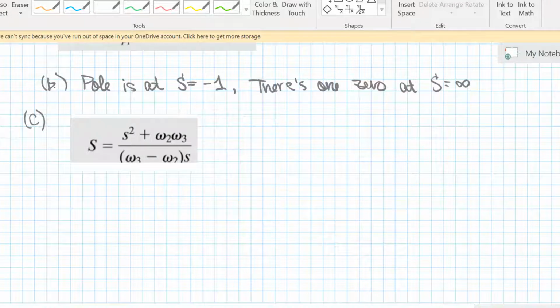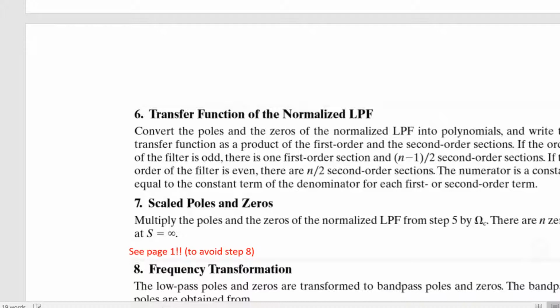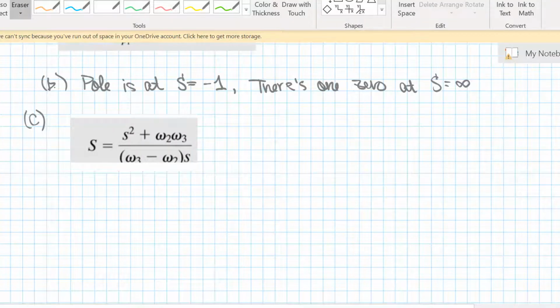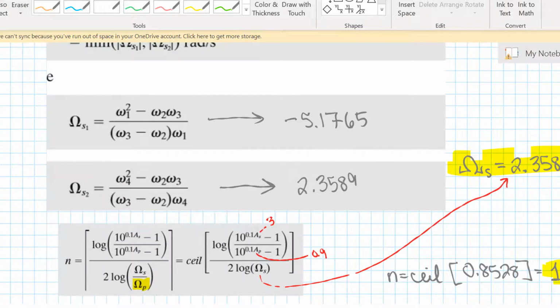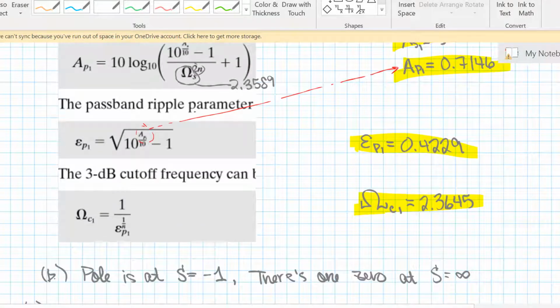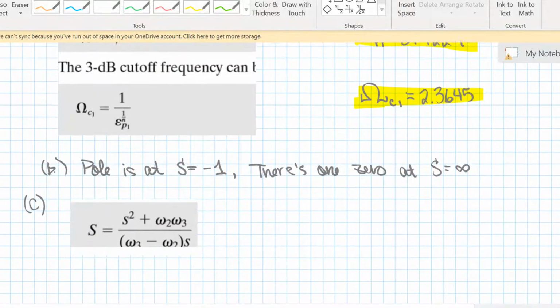Okay, but one other thing that we have to do is this step 7, which says multiply the poles and zeros of the normalized low pass filter from step 5 by omega c. So before I make that transformation, I'm supposed to multiply this s by omega c, which was 2.3645.